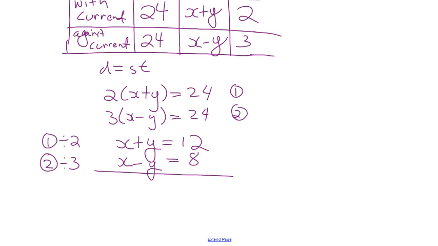What are we going to do with these two? Add them, right? Because we have a plus y and a minus y. So 2x equals 20, and x is 10. If x is 10, then y is 2. And you can solve that by inspection. You look at it.